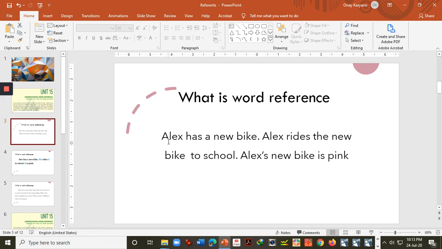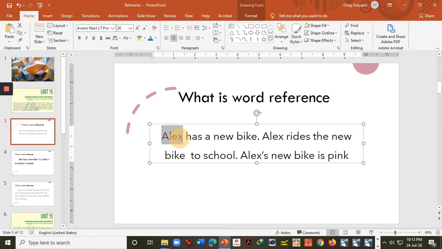This sentence is not really effective. Why? Because we repeat a word or two several times, actually, right? Like this. We say Alex, and then we say Alex again, and then this one Alex again. So this one is not really effective. Now, to make it effective, we will have to replace.